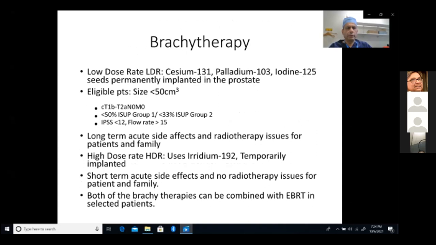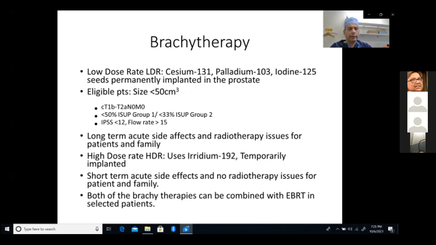Then we move on to brachytherapy treatments, which are LDR, low-dose rate brachytherapy, with different radioactive seeds. We use iodine-125 here. And their eligibility criteria are that the prostate volume should be less than 50 centimeters for brachytherapy. You can't offer it for very large prostates.